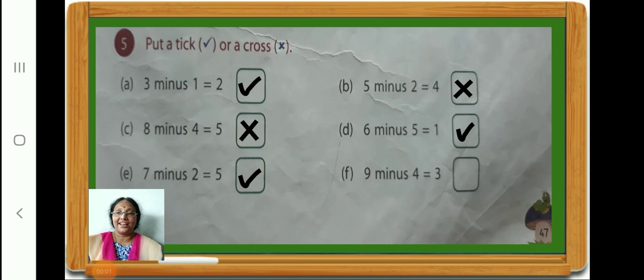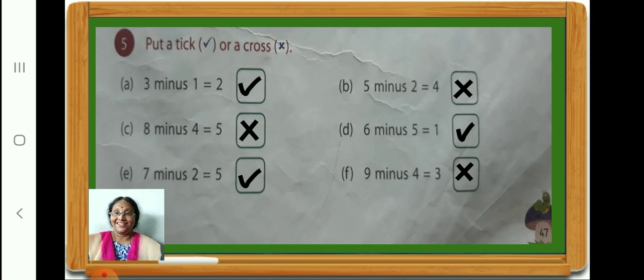Now, children, let us do the last one. 9 minus 4 is equal to 3. Do you think 9 minus 4 is 3? No. So, let us put a cross because 9 minus 4 is equal to 5.